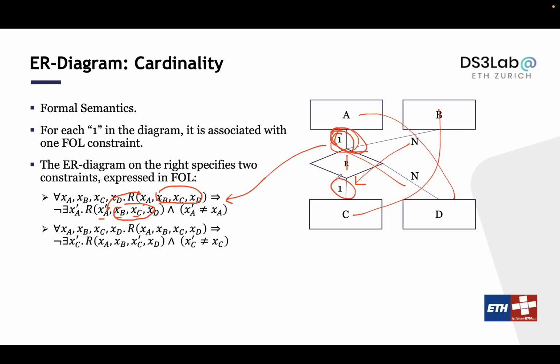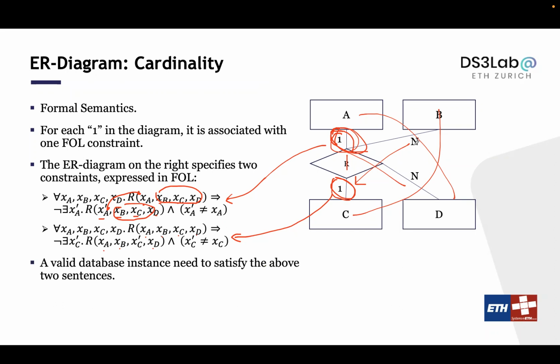And for the other one, it corresponds to this logical sentence. That is, as long as I have the participation XA, XB, XC, XD in this R, I do not allow another participation with the same A, B, and D values but a different C value. Formally, when you have this 1 and n notation, this is what you mean. For every single edge labeled by 1, you introduce this logical formula. All the database instances that you allow in this model need to satisfy these two different sentences, because you have two edges labeled as 1.